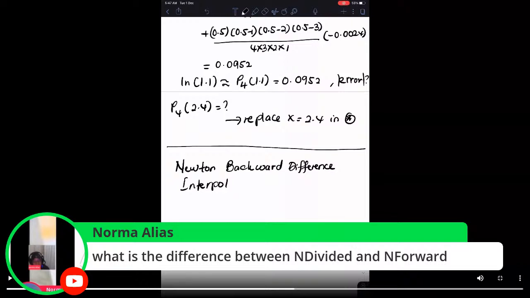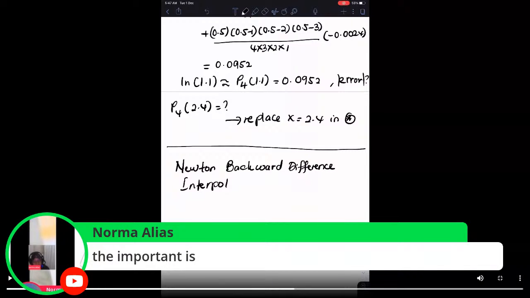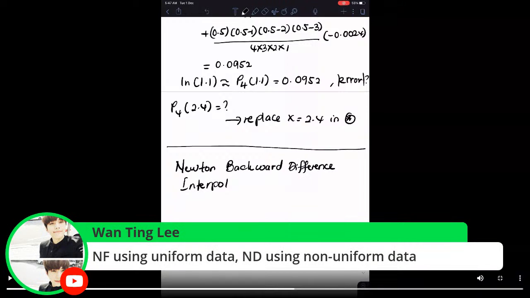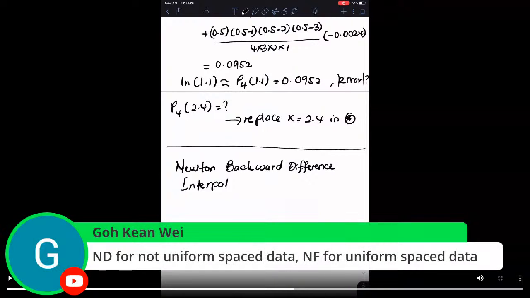What's different between Newton forward and Newton divided? Yes, Newton forward is for uniform data. Newton divided uses non-uniform data. Very good. And then from Go Kian Wei: Newton divided is for non-uniform data spacing, Newton forward for uniform data spacing. Very good. Thank you very much.